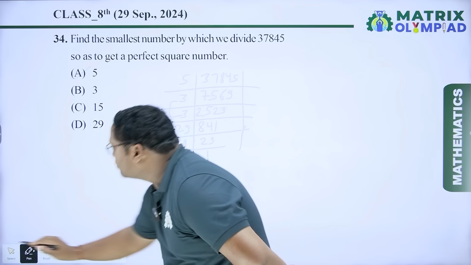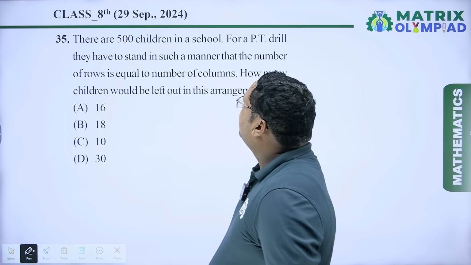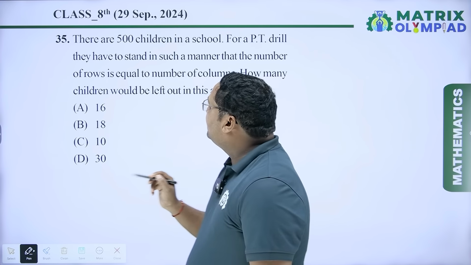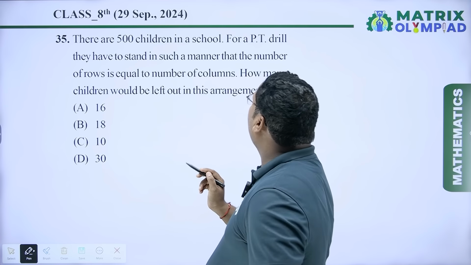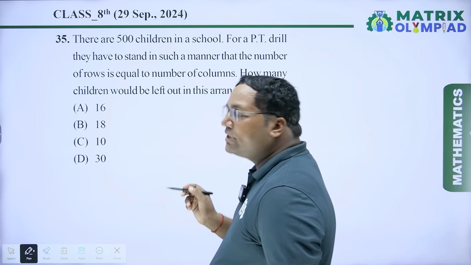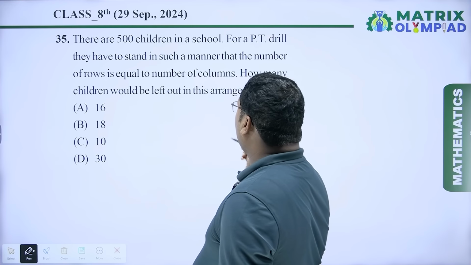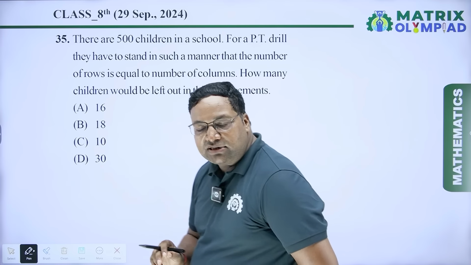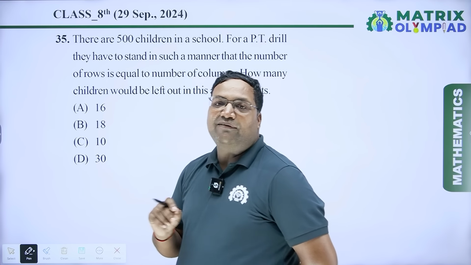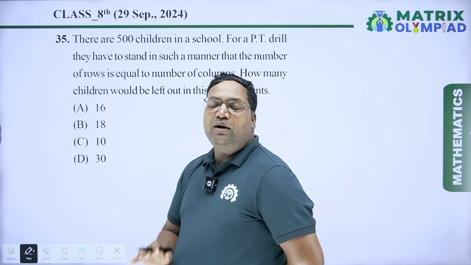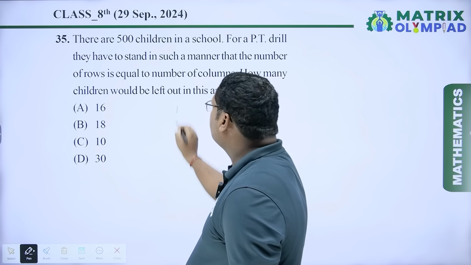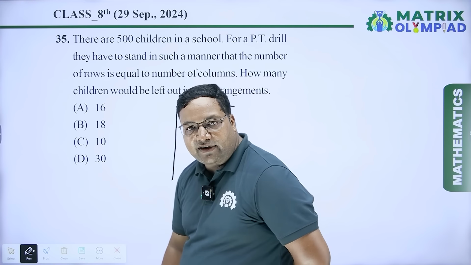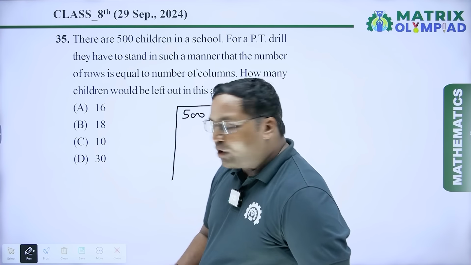Now coming to the next question, question number 35. There are 500 children in a school for a PT drill. They have to stand in such a manner that the number of rows is equal to the number of columns. How many children would be left out in this arrangement? In this question, we have to take the square root of 500 by the long division method.